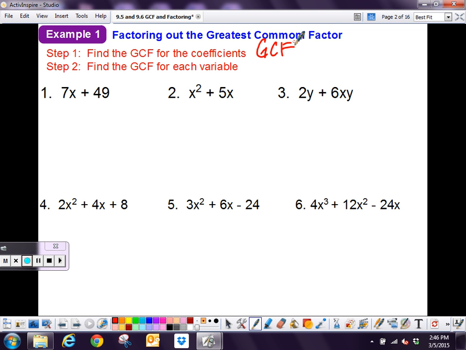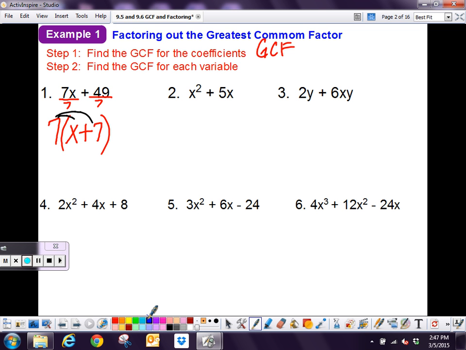Number 1. First, I'm going to look at the 7 and the 49. I want to think of all the factors of 7 and 49. The greatest factor that goes into both of those numbers is 7. Then I want to look at the variables. Well, there are no variables that they have in common. So now I'm going to write what's left. What I'm doing here is dividing each one of these terms by 7. 7x divided by 7, I'm left with x, plus 49 divided by 7 is 7. If you wanted to check this, you could take that 7 and distribute it, and it should be 7x plus 49.